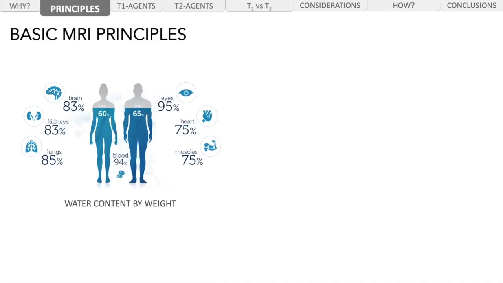So, basic MRI principles. Approximately 60-65% of the total body weight of an adult is really water. MRI takes advantage of this abundance of water in the body and is able to see water content in tissues in three dimensions. So it has really great soft tissue differentiation. And specifically, what we're looking at is the hydrogen protons in water.